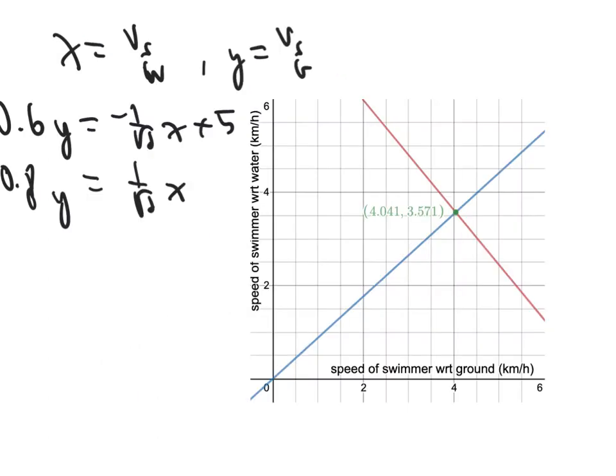Throwing that system into Desmos, we end up with the graph shown here, where this is the top equation and this is the bottom equation. They intersect at this point, so the intersection speed, what we really want is that one. So we see that the speed of the swimmer relative to the water is 4.041 kilometers an hour, which is what astrophysics is looking for.